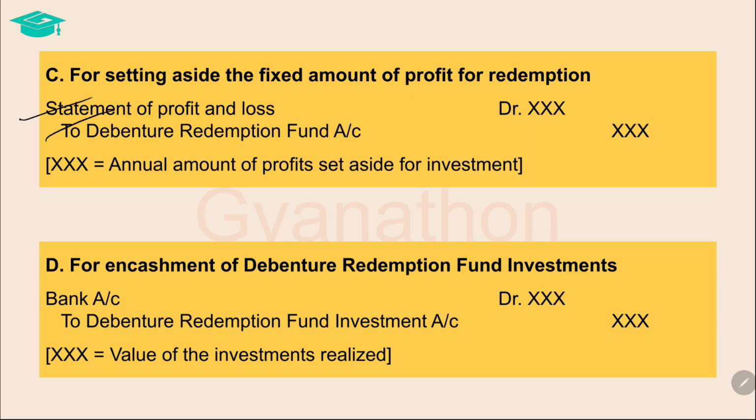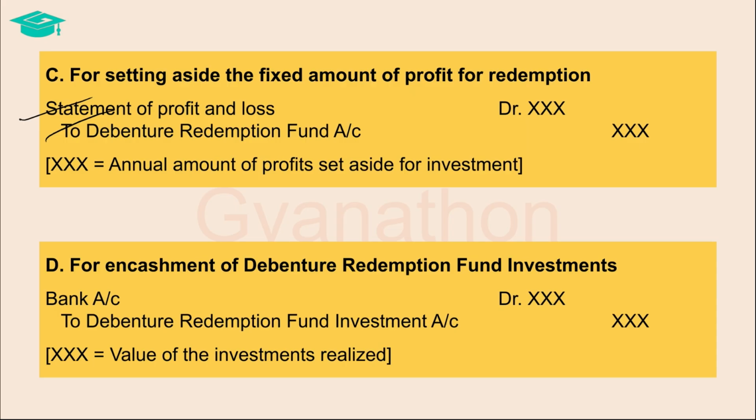The effect of this entry is that the annual amount that has to be set aside gets transferred from the profit and loss account to the debenture redemption fund account. Now, since this is the final year, the company encashes all the investments that it has made out of the debenture redemption fund, since this is the year in which the company has to get together all the amounts that have been set aside and utilize that amount to repay the debentures.